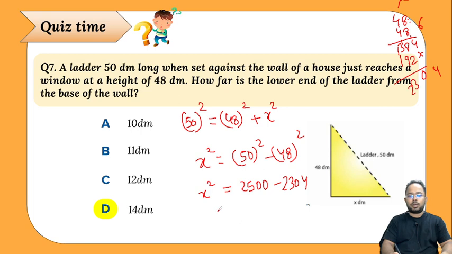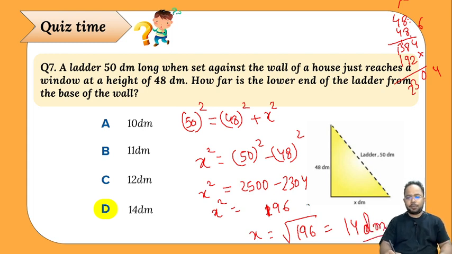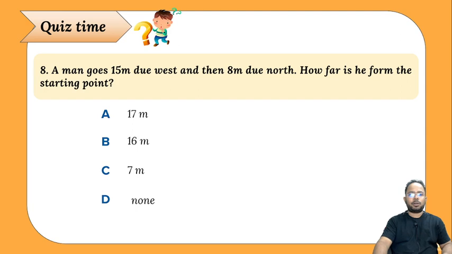2304. सो अगर इसको हम लोग सब्ट्रैक्ट करते हैं, सो 2500 माइनस 2304, सॉरी ये आएगा 196. So x is equal to क्या होगा, अंडर रूट 196, दैट गिव्स 14. So ये आंसर देगा 14 decimeter. Okay, 14 decimeter would be the answer. Let's move to the next question.